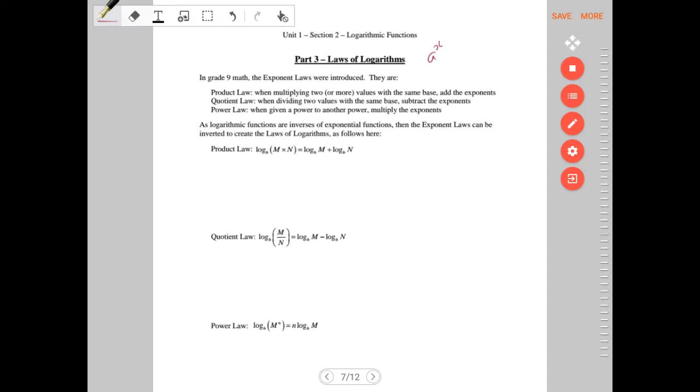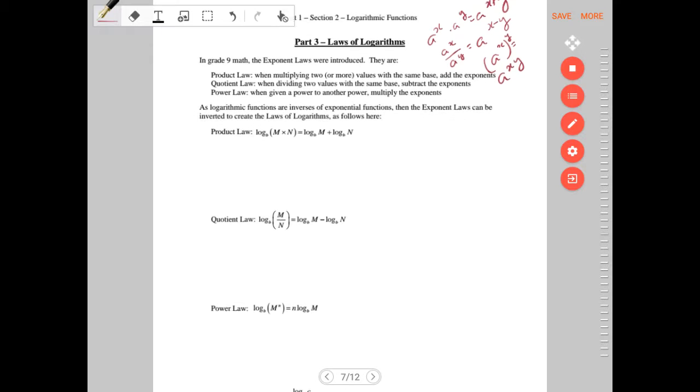A to the x times a to the y equals a to the x plus y. Quotient law. You divide two things with the same base, subtract the exponents. So a to the x divided by a to the y equals a to the x minus y. And the power law. When you have a to the x all to the y, multiply the exponents. So that's a to the xy.